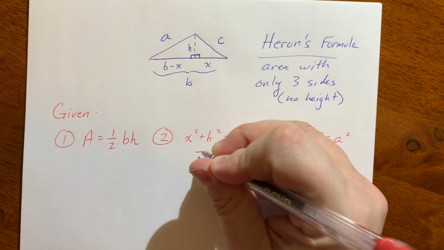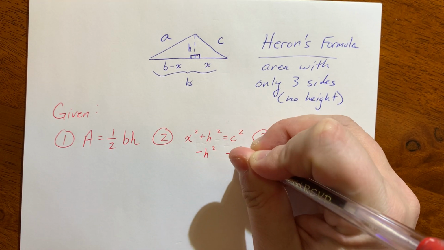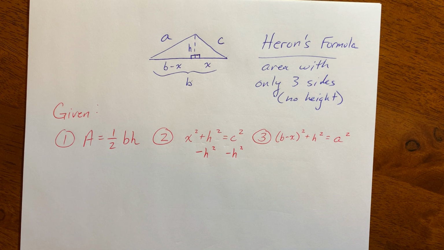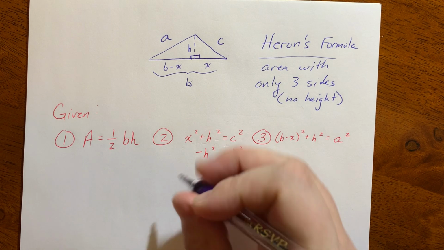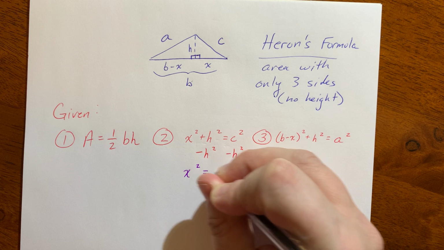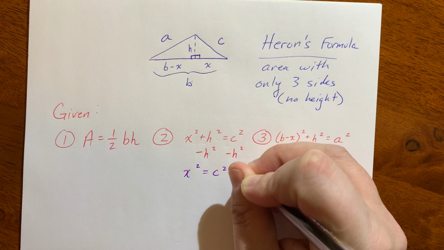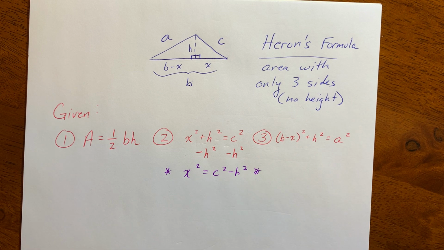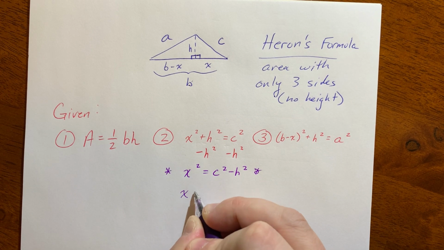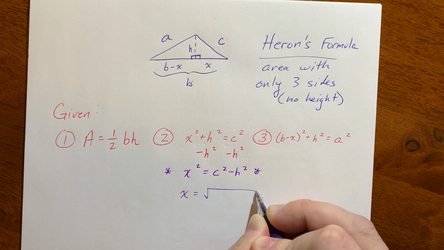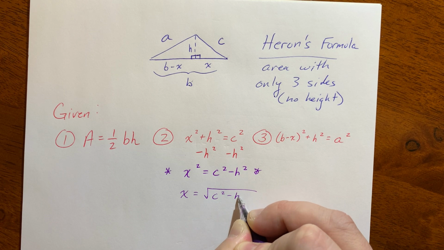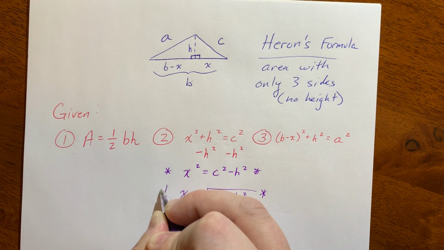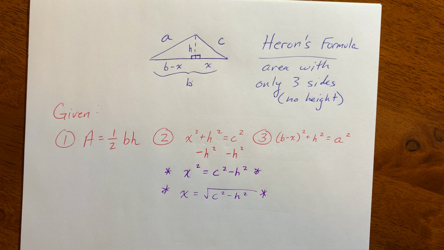So if we subtracted h squared from both sides to try to not have to have x involved anymore eventually, we would end up with x squared equals c squared minus h squared, which is going to be an important fact for us. And also what x itself is. So if I took the square root of both sides, x is also the square root of c squared minus h squared. Another important fact for us. That's why I put it in a different color.